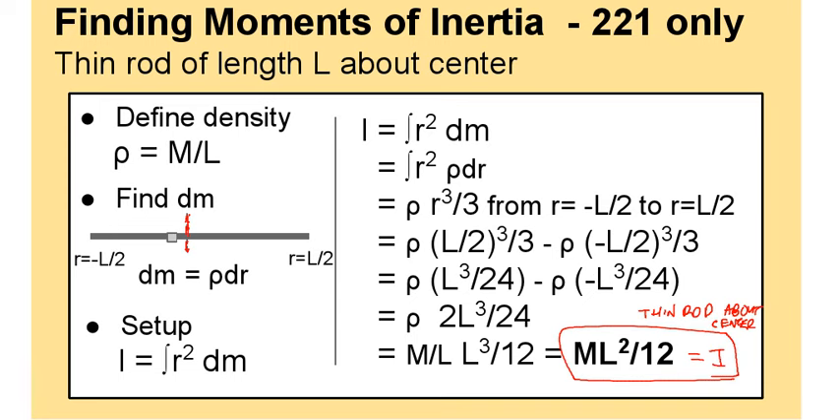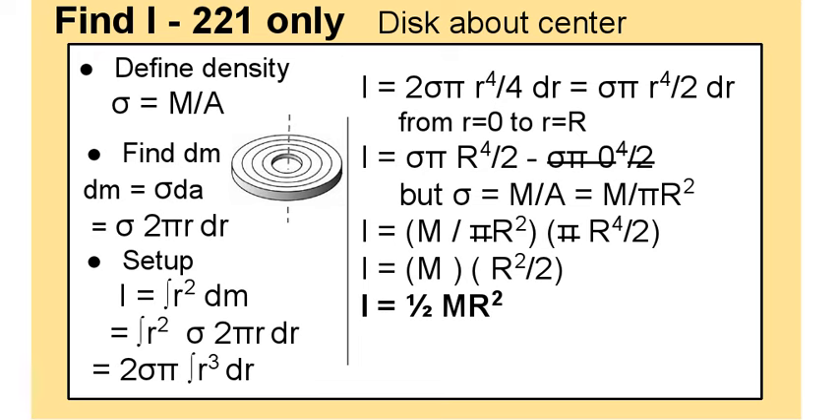Okay, one more for you here, just to show you how much fun these can be. This one is a disc about the center. We saw on the table that the moment of inertia was 1/2 mr squared. This is why. This is how.